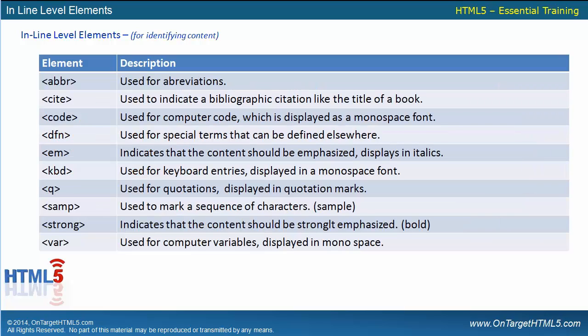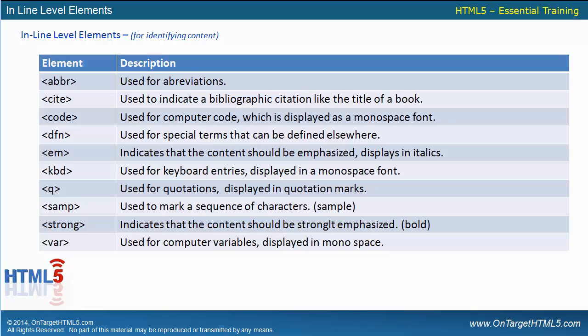We also have some identifying inline elements. We have an element for abbreviations. We have an element for citations used to indicate a bibliographic citation, like the title of a book. We have an element for code, used for computer code, which is displayed as a monospace font. It's similar to the pre tag that we looked at earlier. We have a definition element used for special terms that can be defined elsewhere. We have an emphasis element that's very similar to the italics element, and normally emphasis is used more for those screen readers that we talked about in a previous tutorial.